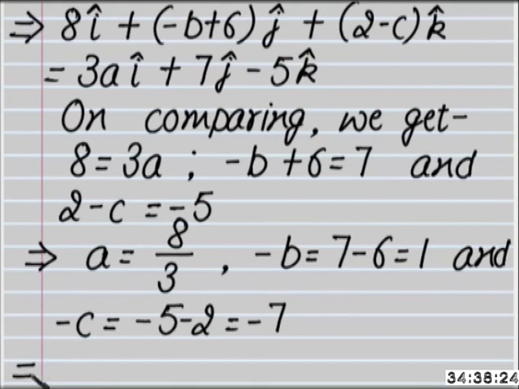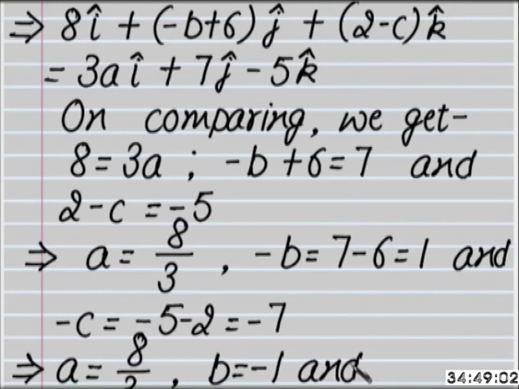So this implies a is equal to 8 upon 3, b is equal to minus 1, and c is equal to 7. So these are the values of a, b and c.